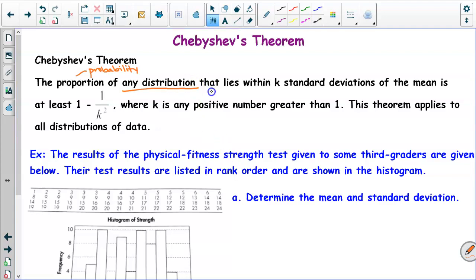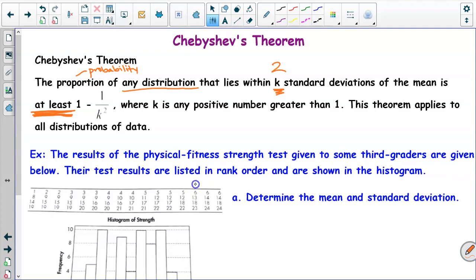The proportion of any distribution that lies within K standard deviations of the mean is at least. Now, what does the word at least mean? That number or more, greater, okay? So it's telling me at least that proportion, but it could be more. Is 1 minus 1 over K squared. So if I say find how many would be within 2 standard deviations, I would plug 2 in here. 2 squared is 4, 1 minus 1/4 is 3/4, so 75%. Done. Do you see how easy that was?